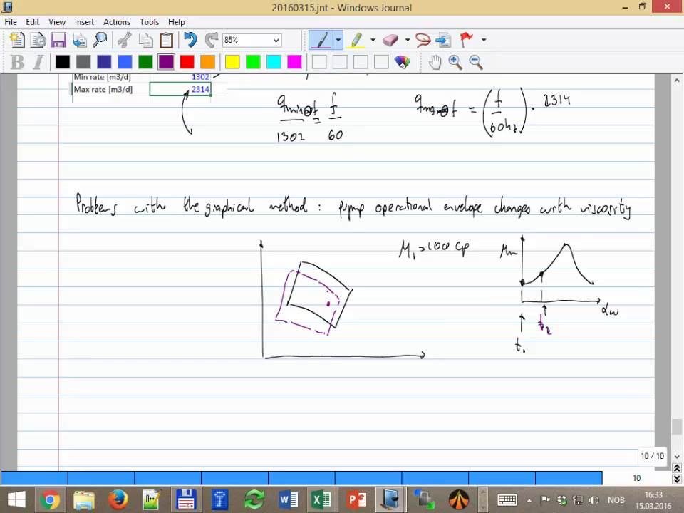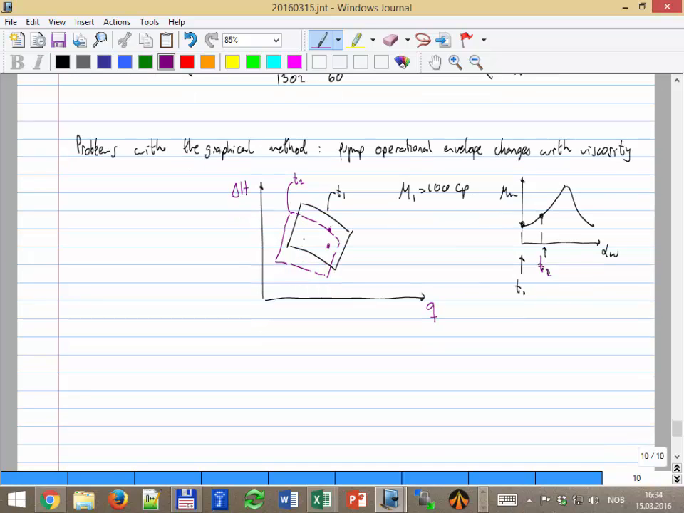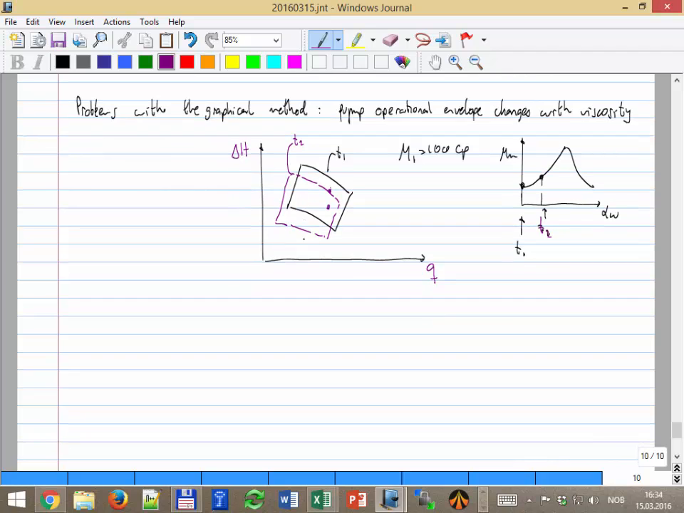Our points were inside for time 1, but for time 2 with the viscosity they're going to be outside. And in that case I have to reduce the rate to pull it back into the envelope. So that's delta H and that's Q, and that will be for time 1 and that will be for time 2. So those are some of the problems with the graphical method. If the envelope changes with the viscosity or with time, then you have these kinds of issues.